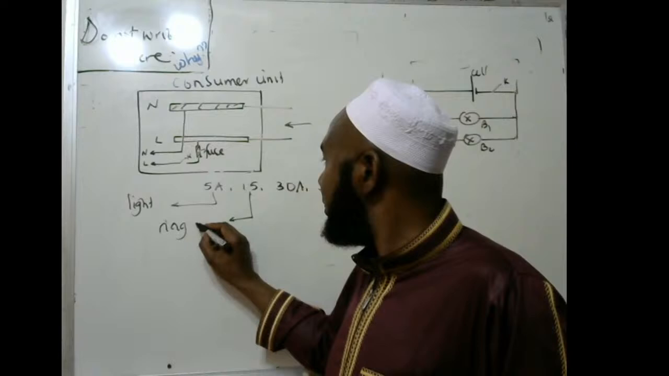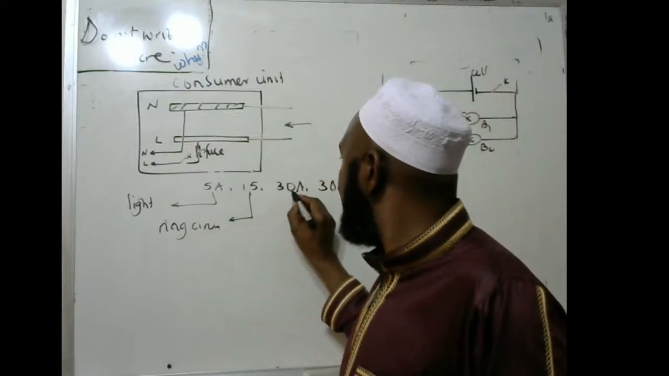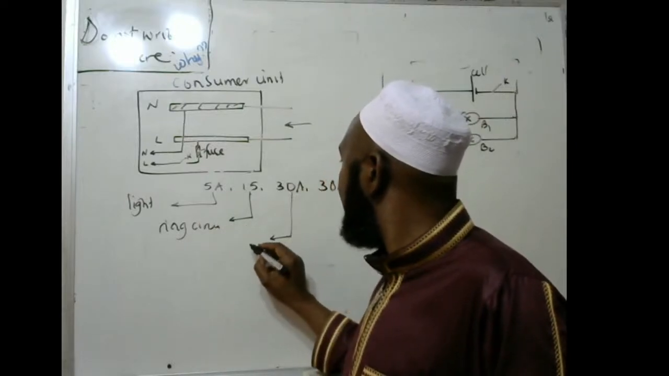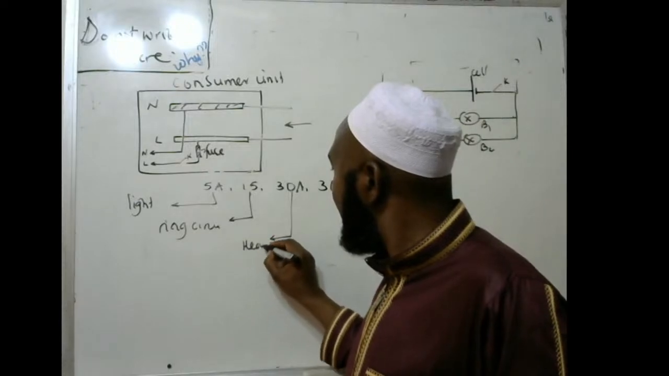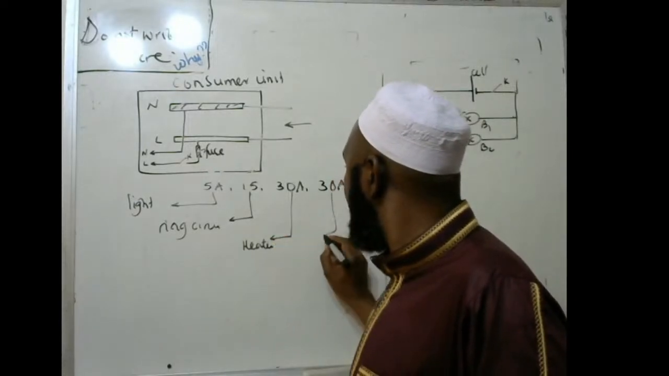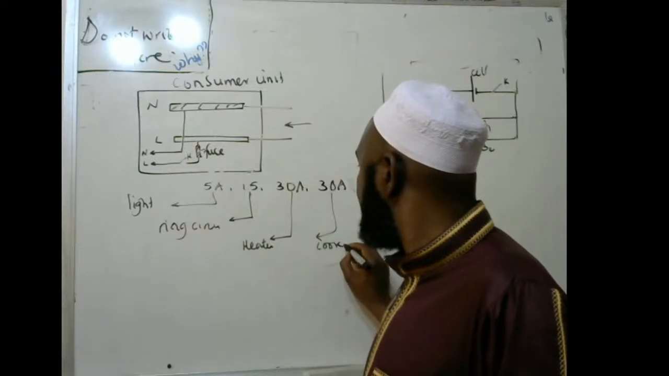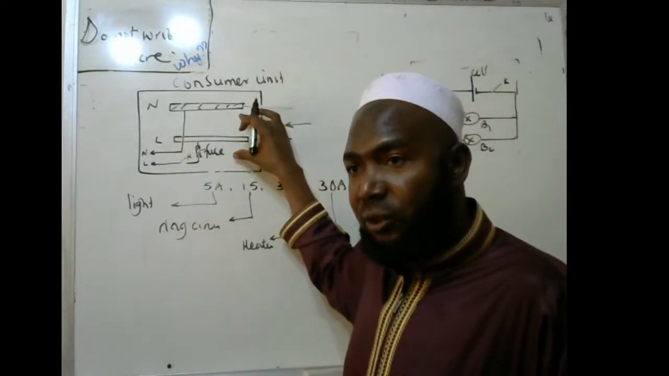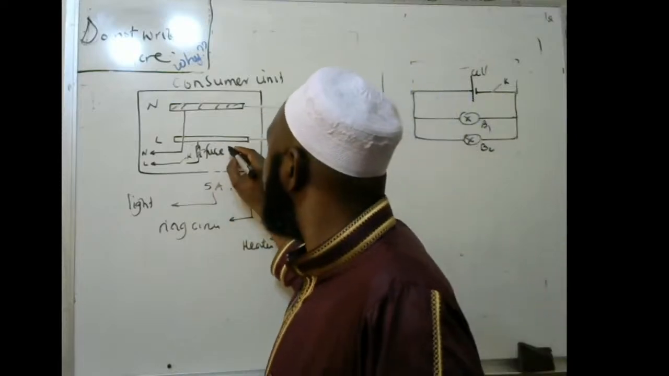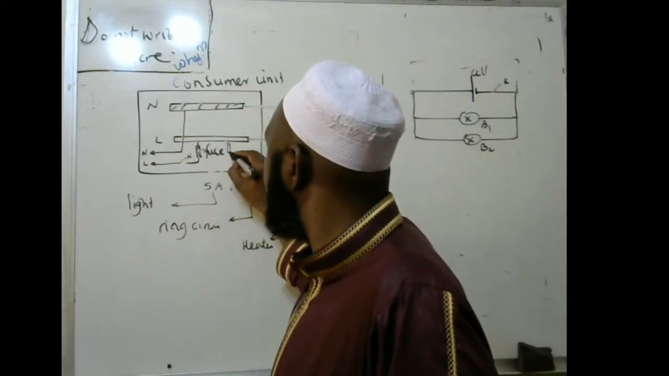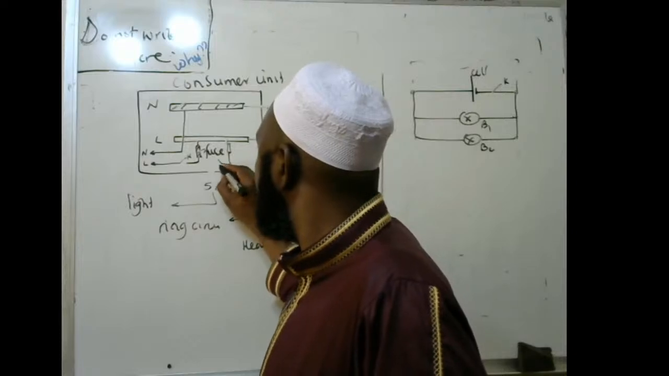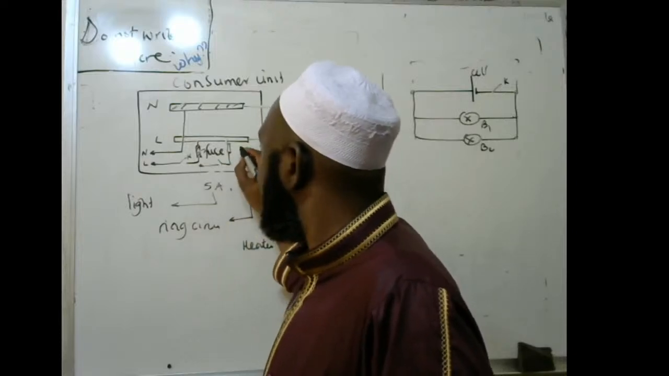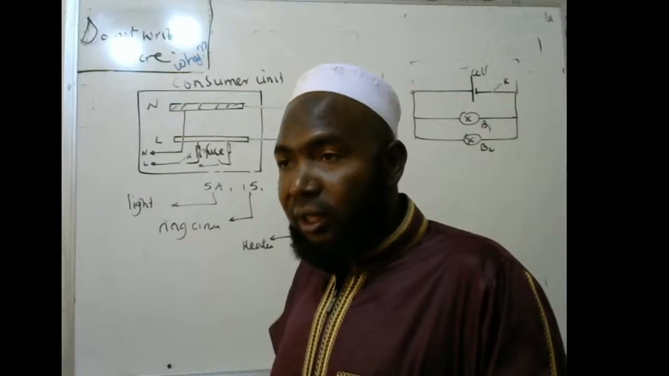Ring circuit. Then this one is for heater, cooker, and so on. The control area is the consumer unit for the different switches here and different fuses. Are you getting it? So depending.